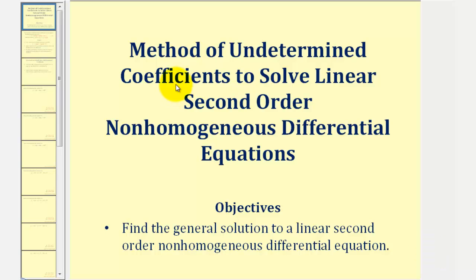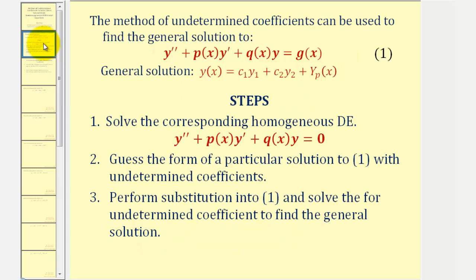Welcome to an example on how to use the method of undetermined coefficients to solve a linear second-order non-homogeneous differential equation. Which means we'll be solving a differential equation in this form here, and the general solution will be in this form as we saw from our previous lesson.